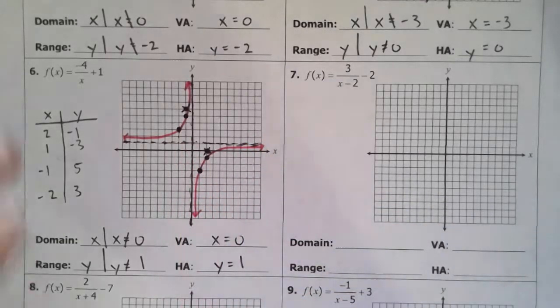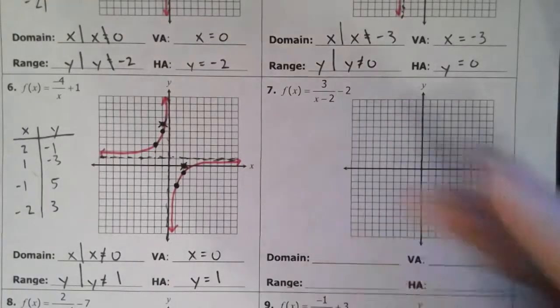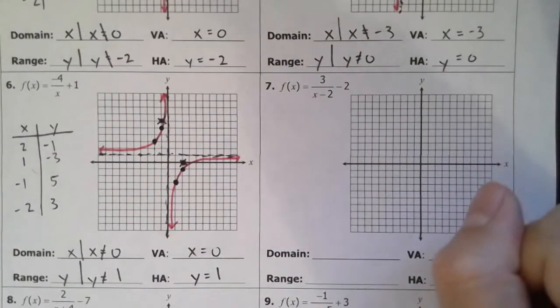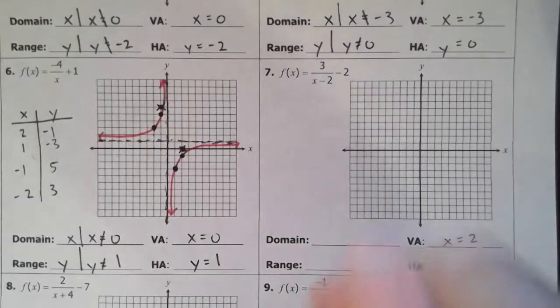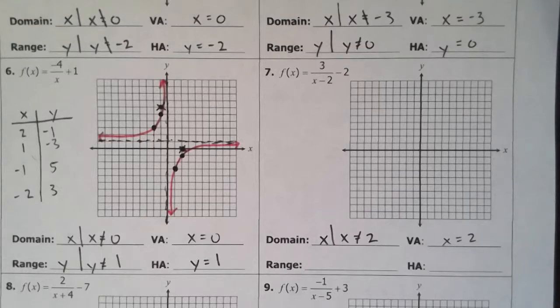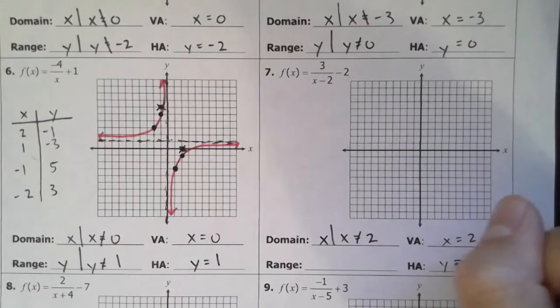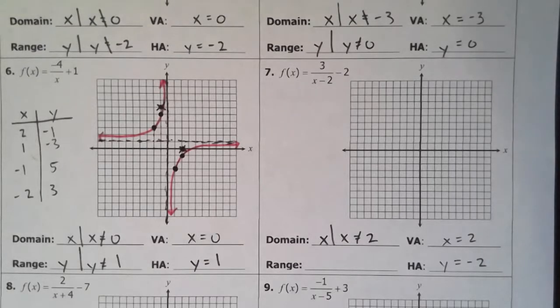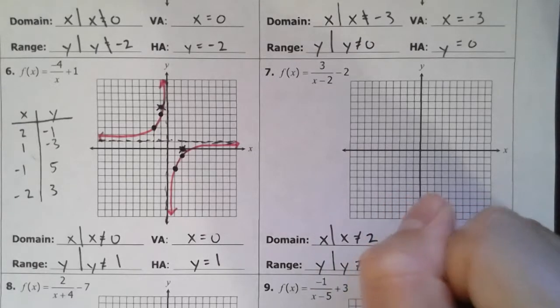Okay. Alright, number 7, I have a horizontal shift of 2 because I have -2, so then my vertical asymptote is that x is equal to 2. Therefore my domain, I can't plug in a 2 here because that gives me 0. It's all x such that x is not 2. Okay, my range, I have a downward shift of -2, so then my horizontal asymptote is at -2, and then my range is all y such that y is not -2.